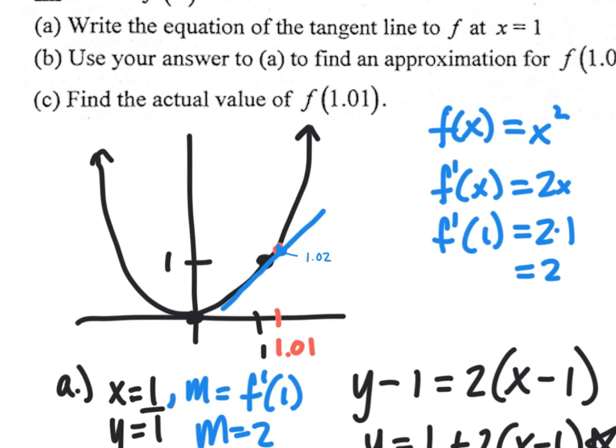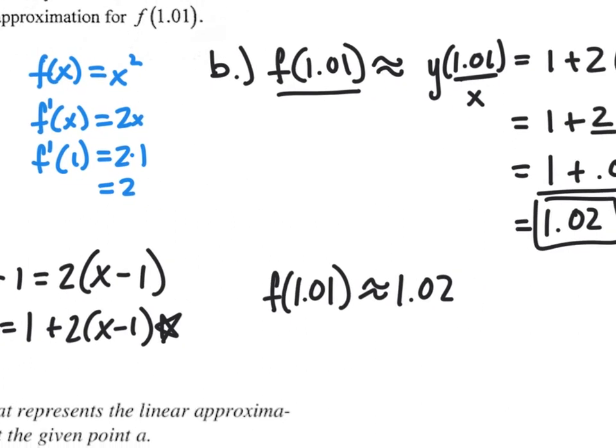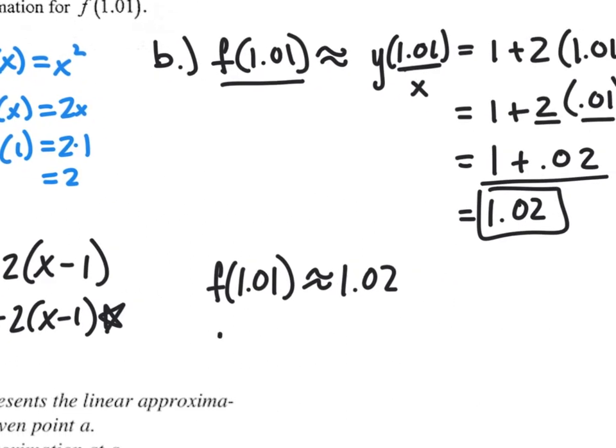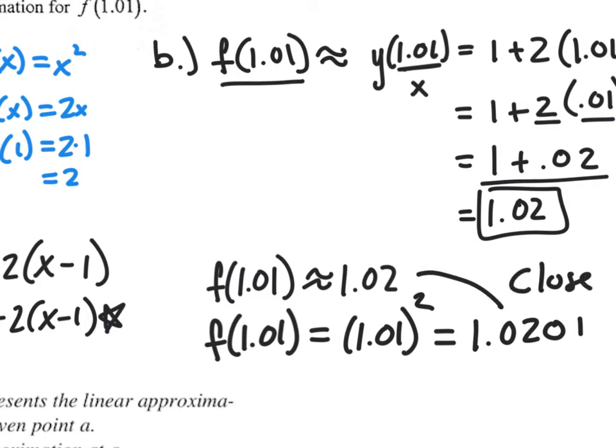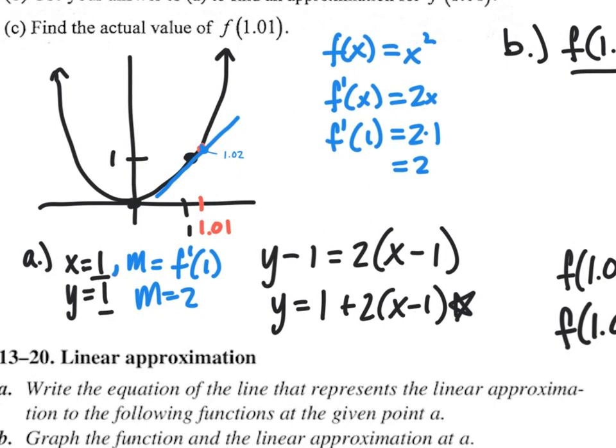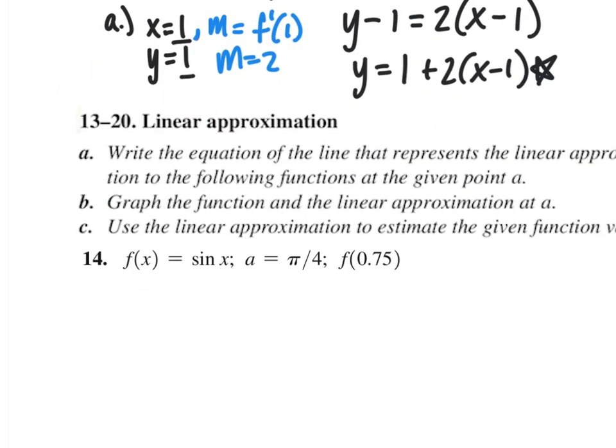Now let's actually calculate f of 1.01 and see how close we get. If I actually calculate f of 1.01, that's just going to give me 1.01 quantity squared, which is going to be 1.0201. And these are very close. Obviously, the further away you get on your tangent line, the worse your approximation is going to be. But you can use that tangent line to figure out what that is. Let's jump down to the next one.